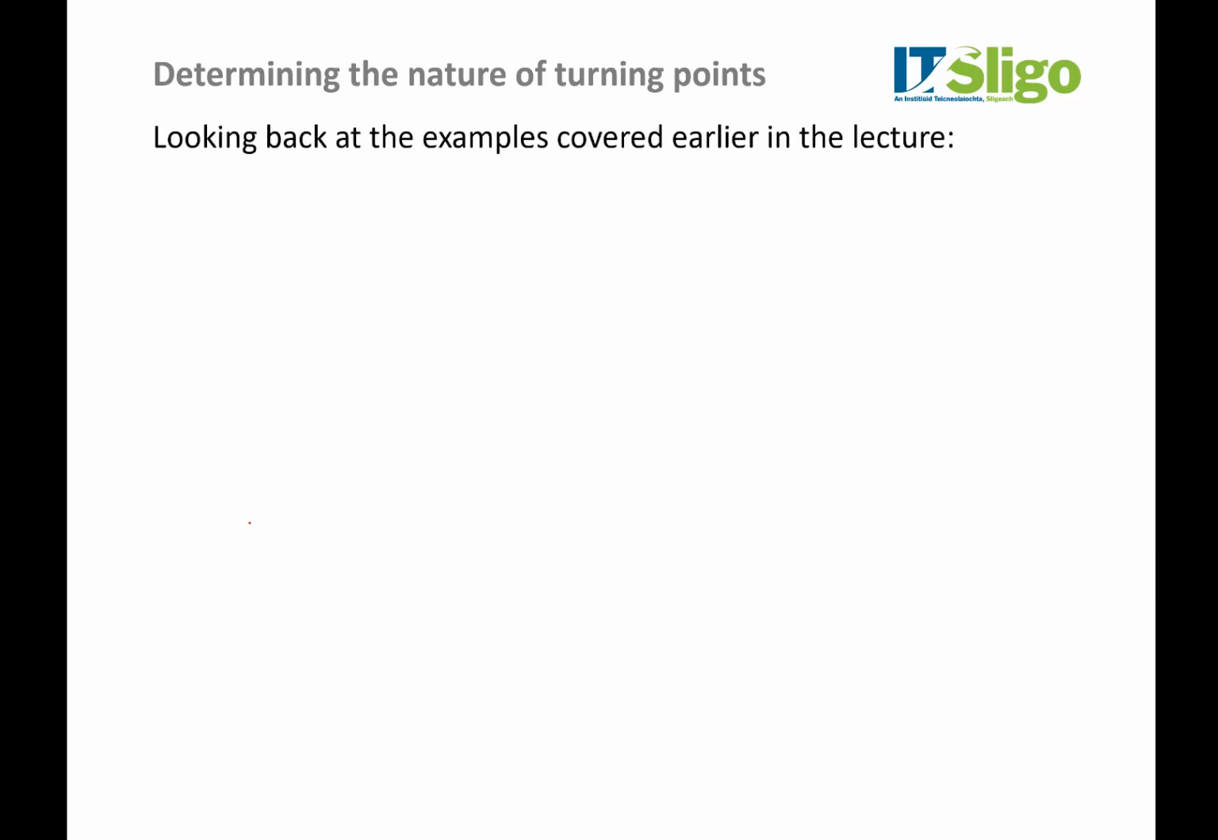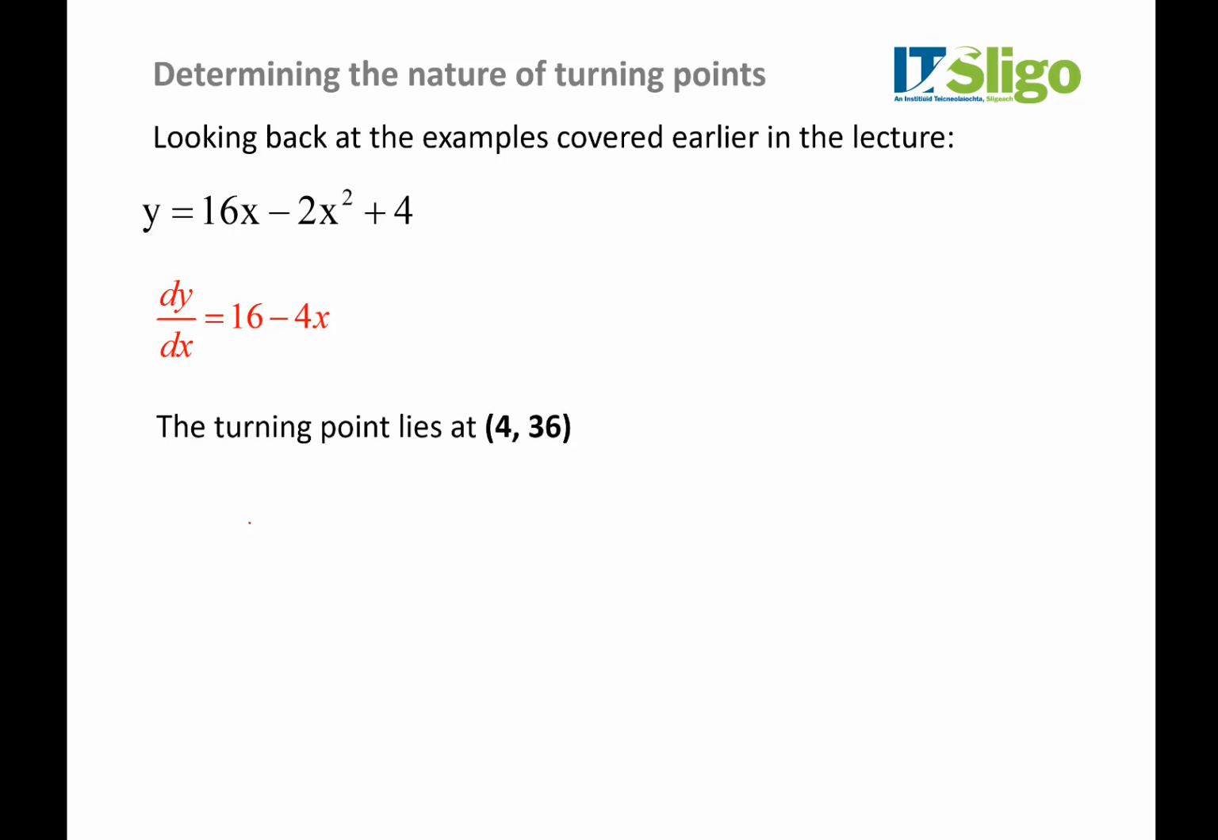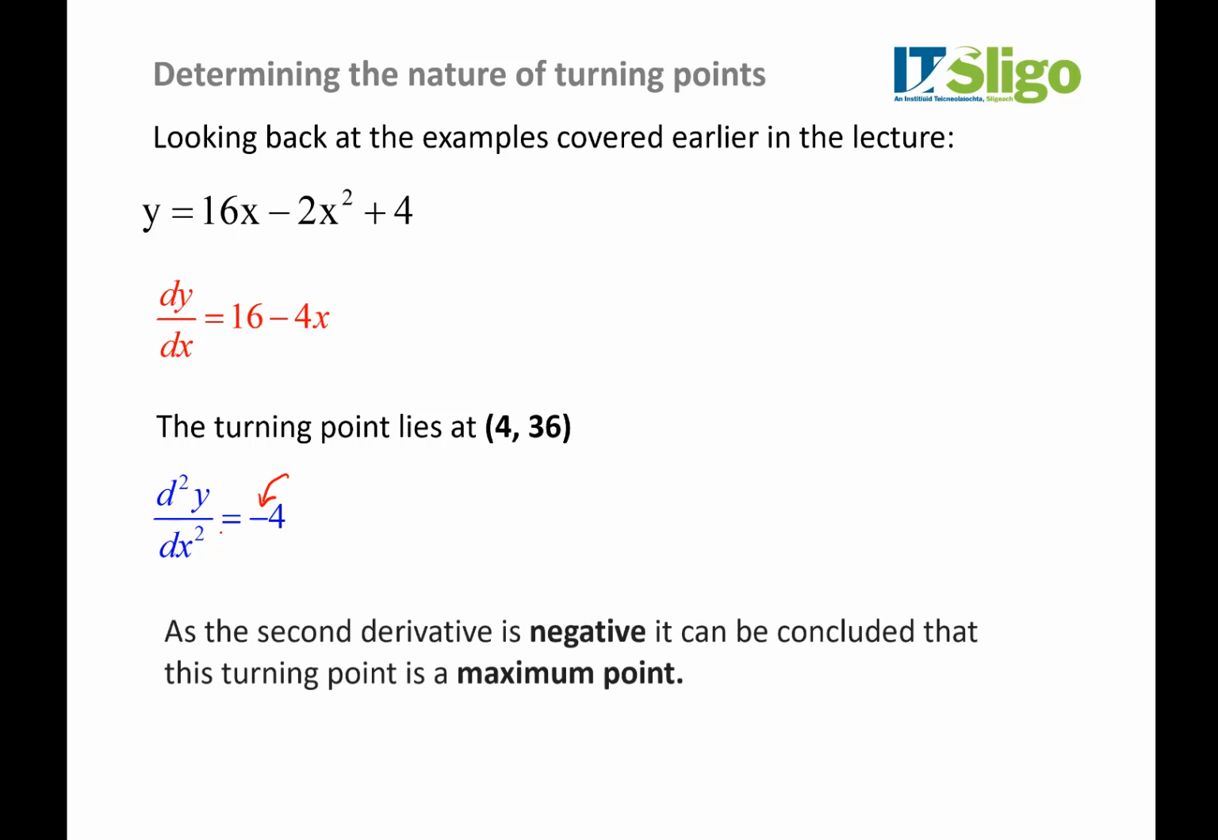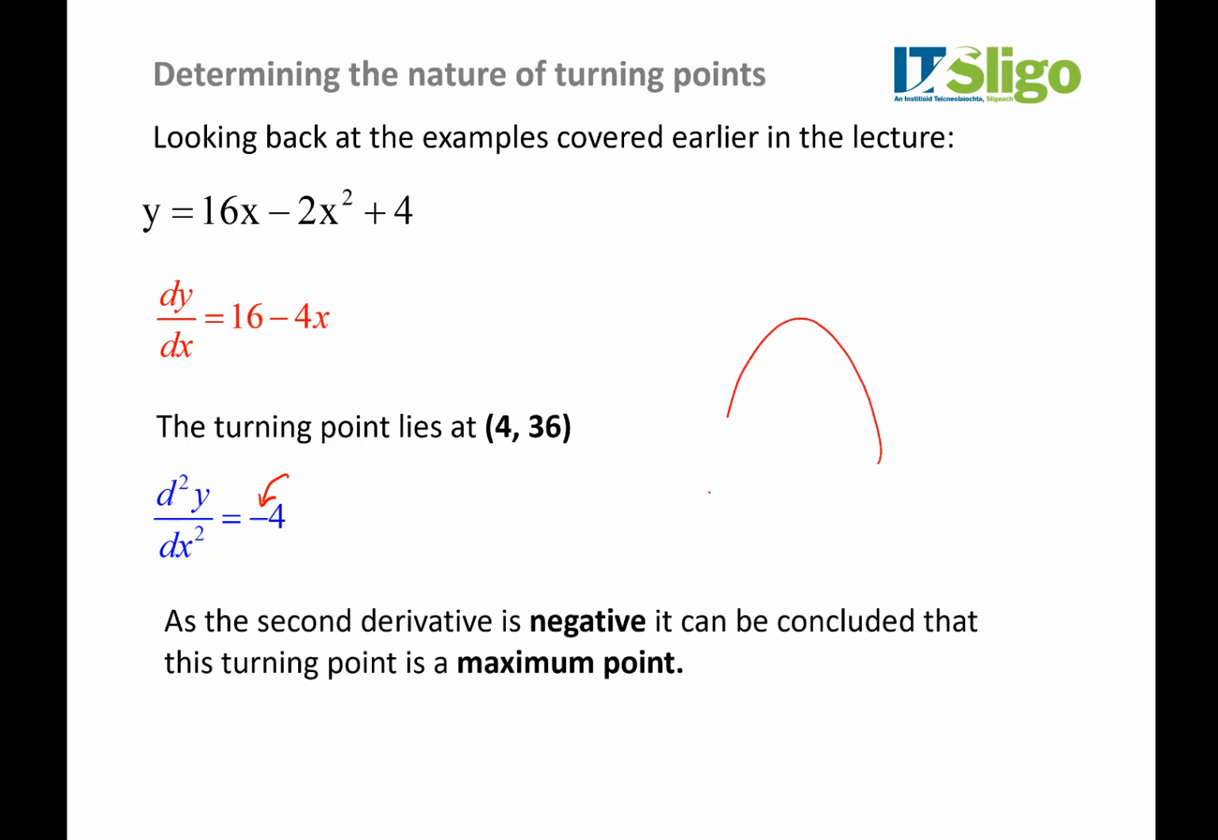The next example we looked at was this one. There's our first derivative. We let it equal 0, we solved for x, and we fed the x value into the original function. We found our turning point. And now we just differentiate again, and we'll end up with minus 4. It's the minus that counts. Because its second derivative is negative, we're dealing with a maximum point. So we don't need to sketch smiley curves or anything like that.